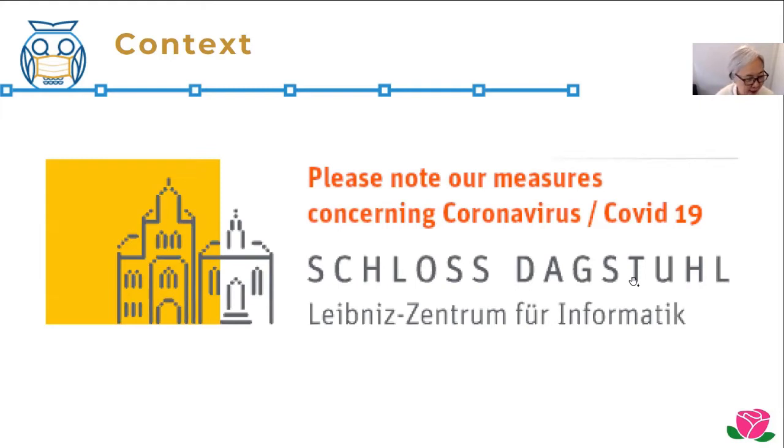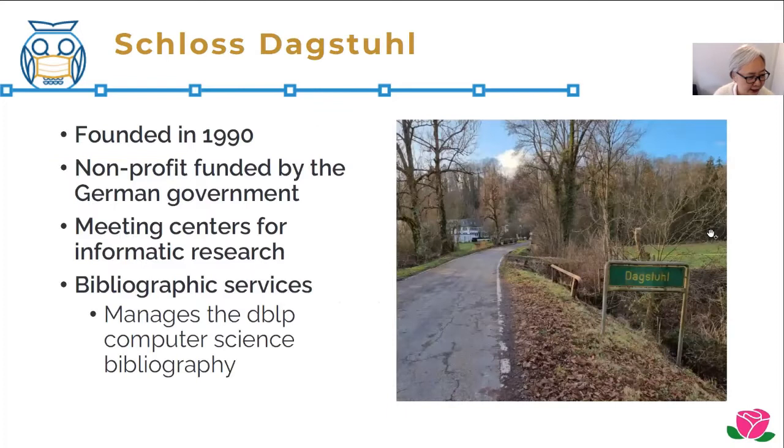Okay, first the context. This is early this month, from January 30 up to February 2. I was in a seminar in SCHLOS, which is the Leibniz Center for Informatics. It is located in Germany, in Saarland. The SCHLOS was founded in 1990. It's a non-profit. It's funded by both the German federal and state government. It is a meeting center specifically for computer science and informatics research. They also maintain the bibliographic services. If you're in computer science and you've heard of the DBLP computer science bibliography, they're the ones who maintain it.